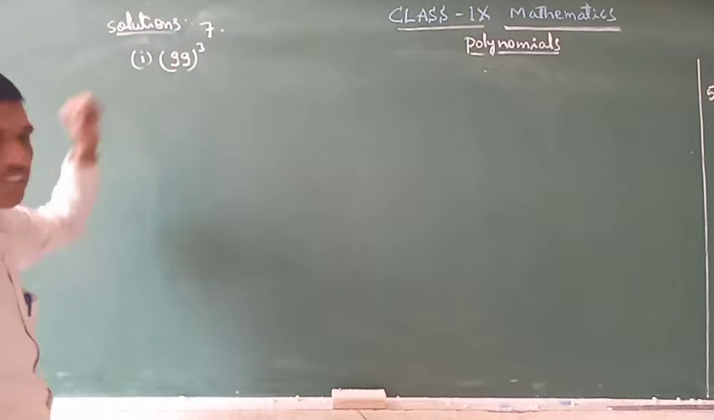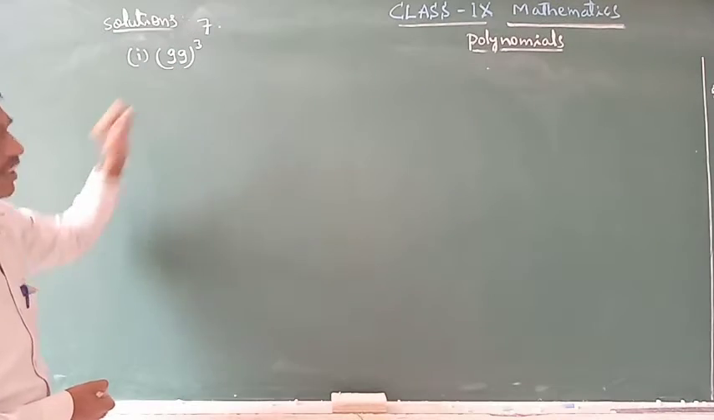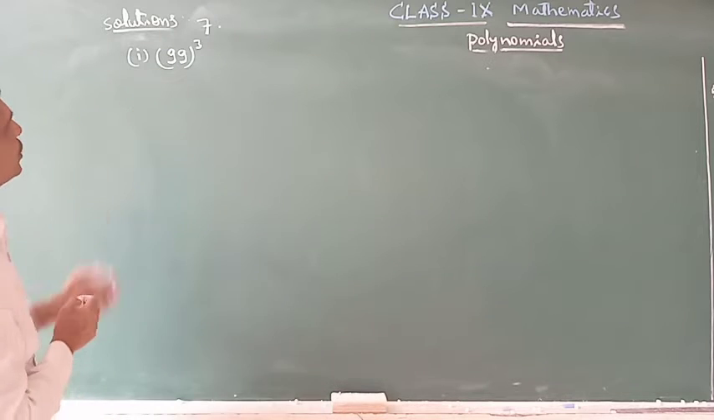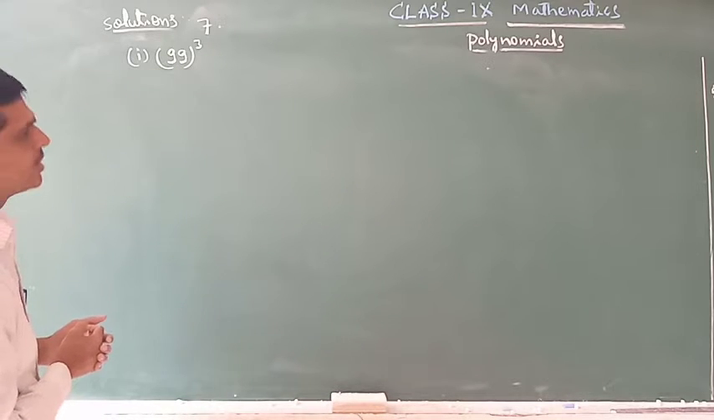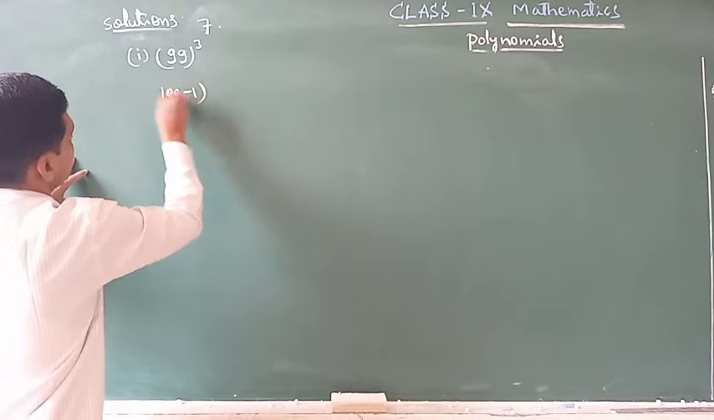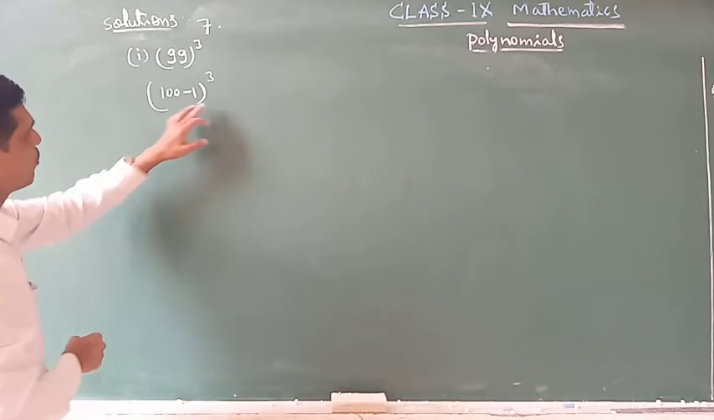So now take the seventh one. So first one, 99 cube. So now the solution for this one, I have already written the question. So you can expand it in a form like 99. 100, you should write it as 100 minus 1. Now consider what is this form?